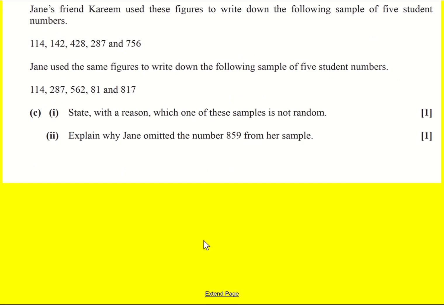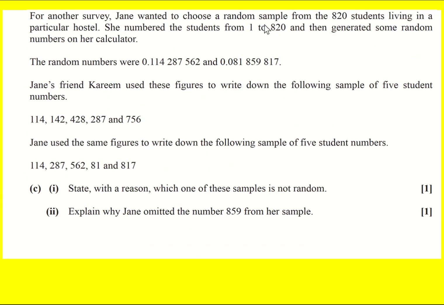Looking at the final part, for another survey, Jane wanted to choose a random sample from the 820 students living in a particular hostel. She numbers them 1 to 120 and generated some random numbers on a calculator. Here we go. Jane's friend Kareem used these figures to write down the following sample of 5 student numbers: 114, 142, etc. And Jane used the same figures to write these down. So which of these is not random?